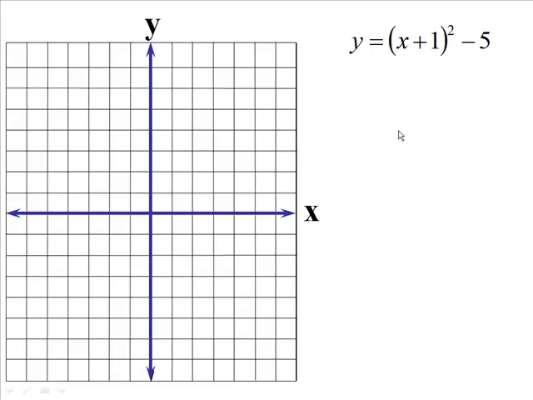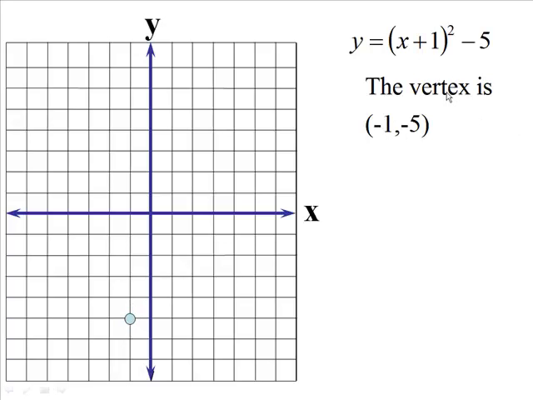Now the formula for the vertex is (x minus h) squared plus k, where h then is going to be the opposite of the plus 1, which will be a minus 1. Okay, so my vertex will be negative 1, negative 5. So my point for my vertex is 1 to the left, that's a negative 1, and 1, 2, 3, 4, 5.